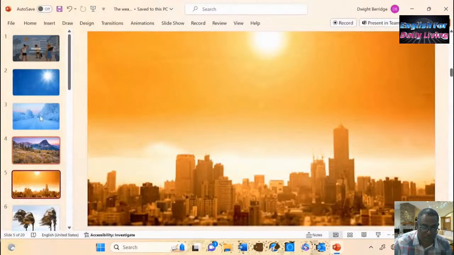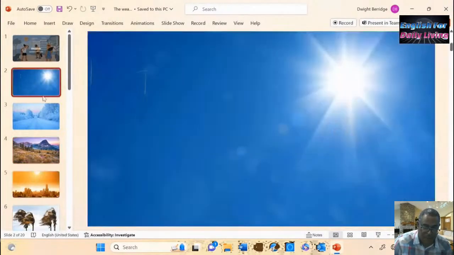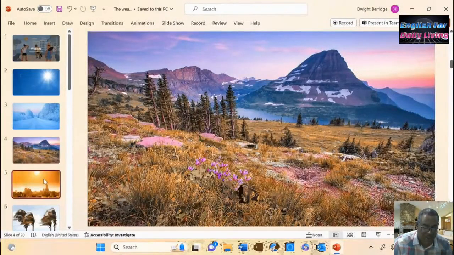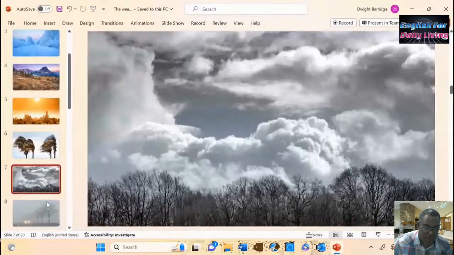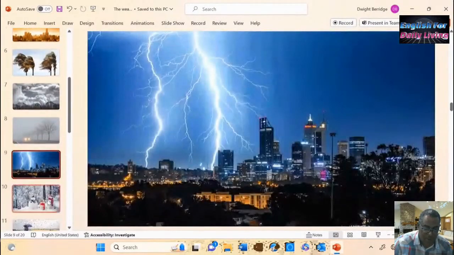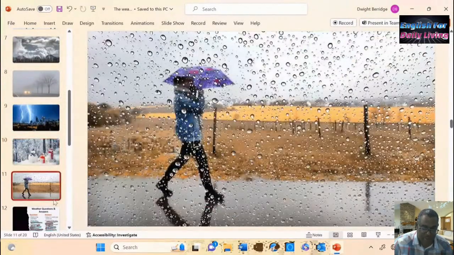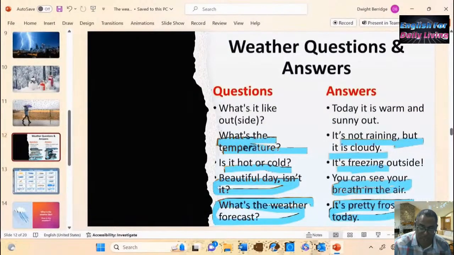Nice, sunny, cold, nice weather, hot, windy, cloudy, foggy, thundering, lightning, it's stormy weather, snowing, and raining. These are the weather expressions. The essential questions: What's the weather like? How's the weather? What is it like outside? What's the temperature? The temperature would be in degrees, Celsius or Fahrenheit. Is it hot or cold? Beautiful day, isn't it? What's the weather forecast?